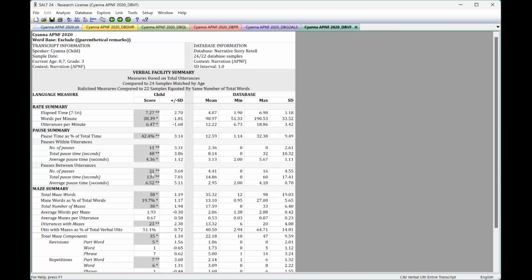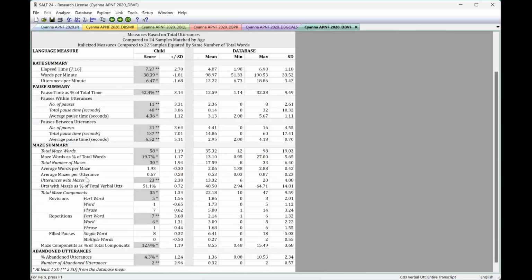So that might be something that I'd kind of work on in therapy. Like, okay, what strategies could we give Cheyenne to kind of think about, formulate her sentences? So there's just tons of information on pausing. If we go down to the maze summary, so mazes are repetitions, revisions, and those filled pauses. It breaks down the mazes.